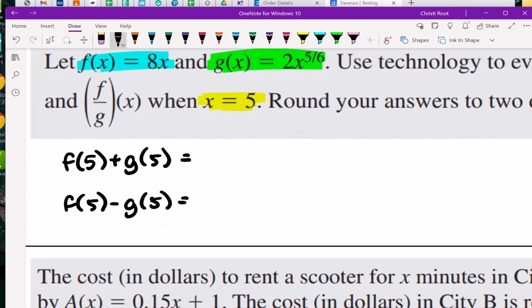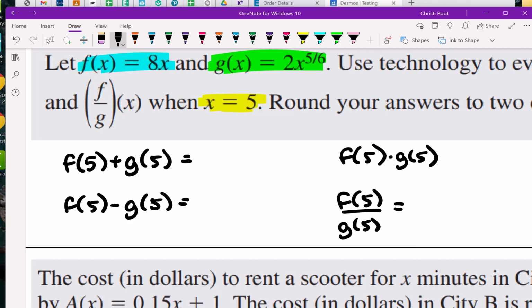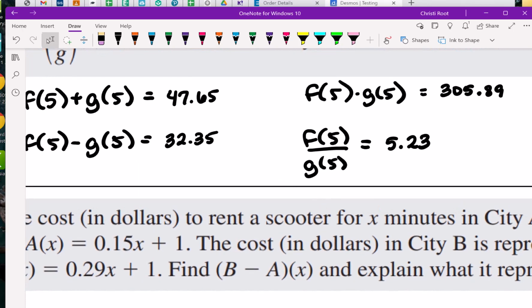Okay, and you've got to do all 4. So you're going to multiply, and then you're going to divide. So this is the result that you get when you type them into Desmos.